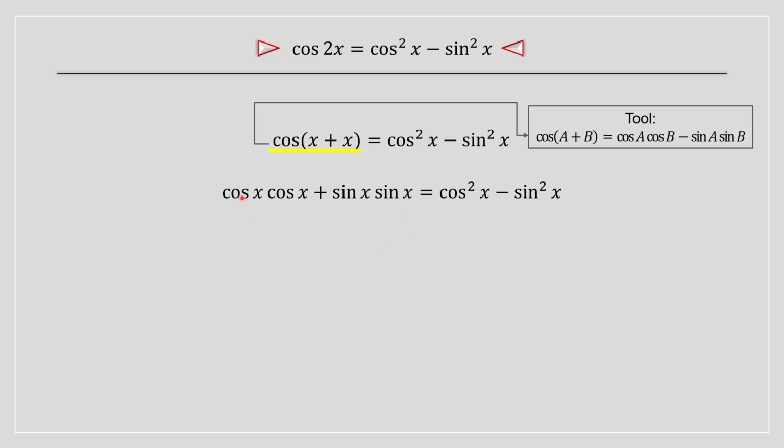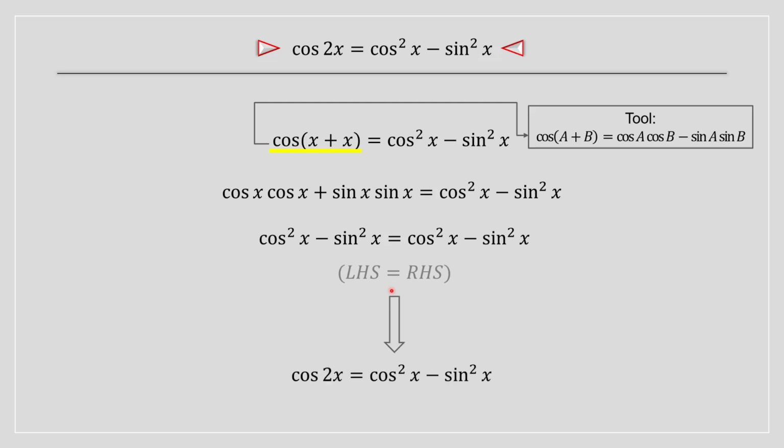Very important. Cos of x multiplied by cos of x is just equal to cos² of x, and likewise we can do the same with sine of x multiplied by sine of x. So you are going to have cos² of x minus sin² of x. Ultimately, the left hand side is equal to the right hand side, and therefore that implies that cos of 2x is equal to cos² of x minus sin² of x.